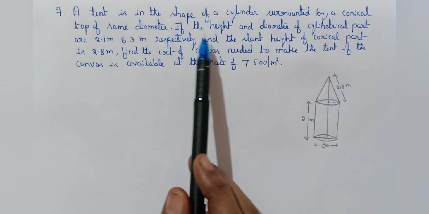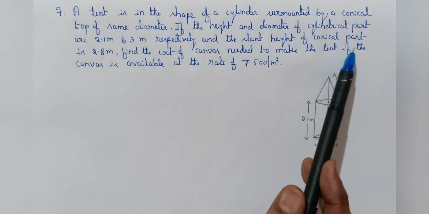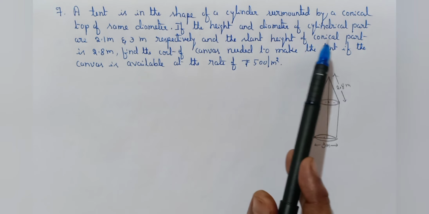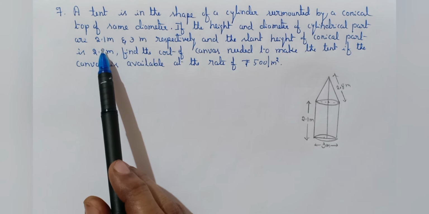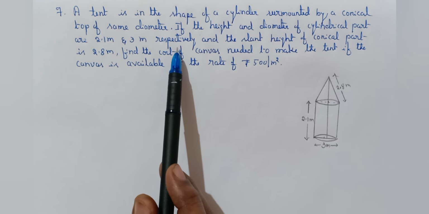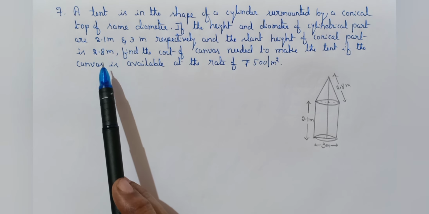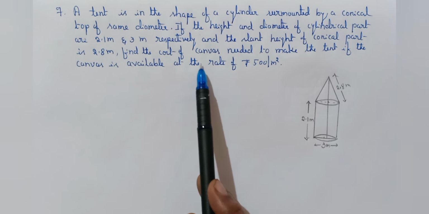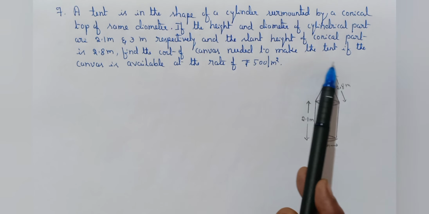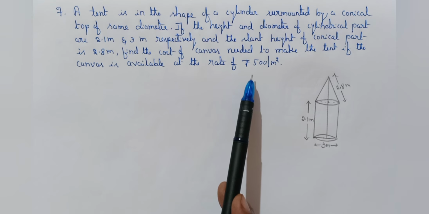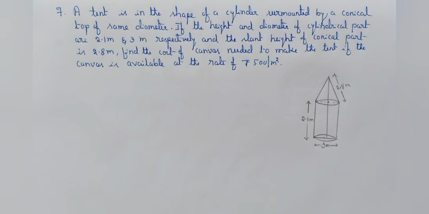A tent is in the shape of a cylinder surmounted by a conical top of same diameter. If the height and diameter of the cylindrical part are 2.1 meter and 3 meter respectively, and the slant height of the conical part is 2.8 meter, find the cost of canvas needed to make the tent if the canvas is available at the rate of 500 rupees per square meter.